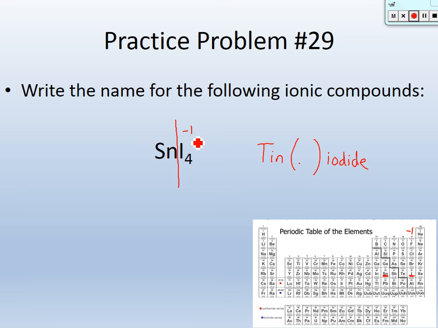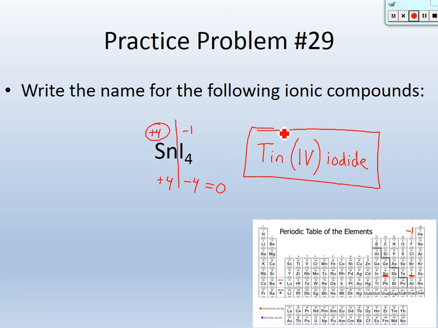-1. How many do I have? 4. So what's a -1 times 4? For a total charge of -4. Now we know that the total of this compound sums to 0. So if that half is -4, what does this have to be? +4. We've only got one tin, so its charge has to be what? +4, because +4 times 1 is +4. How do I write 4 in Roman numerals? IV. Okay. So that is tin(IV) iodide.